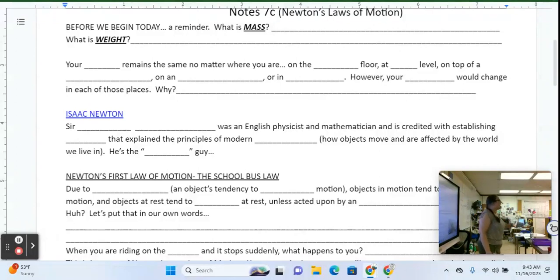Solids and liquids and gases are all matter. Solids have more matter in them because the particles are packed closely together. Liquids have a little less because the particles are loosely flowing. And gases, the matter's flying all over the place, right? Matter. So what is mass? The amount of matter in an object.